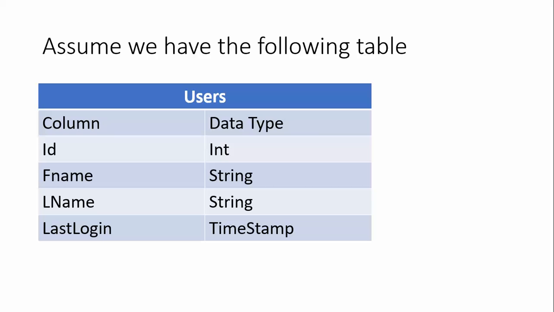So in these examples, let's assume that we have a table called users, and it has the following columns. It's got an ID column, a first name, last name, and a login. So it's got four columns, four fields, and these are the data types for those particular fields. So ID is an integer, first name and last name are strings, and we've got a timestamp.